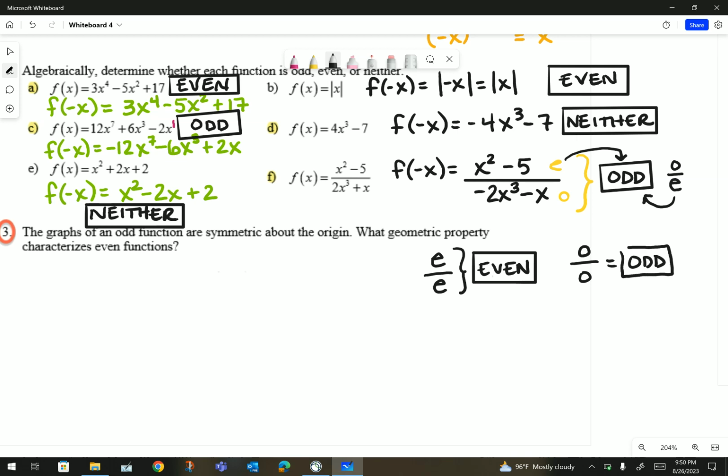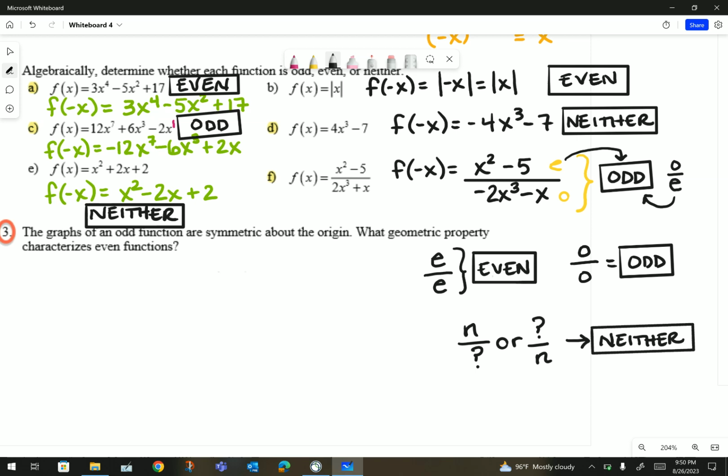okay? Neither occurs if you see the word neither. So if you end up with a neither over some number, as long as you have a neither over something or a something over neither, it's just going to be neither, okay? So as soon as you see neither, you're done. There's no reason to even keep going, okay?